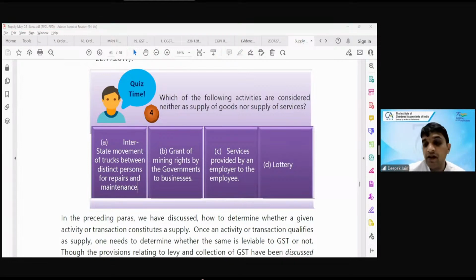Correct. You have to be very careful, because you may also feel that C is a right answer. But when you read through it, you will see that services provided by an employer to an employee have a limit. Services provided by an employer to an employee up to 50,000 rupees are exempt. Above that, it will be taxable. This we have covered under Schedule 1.